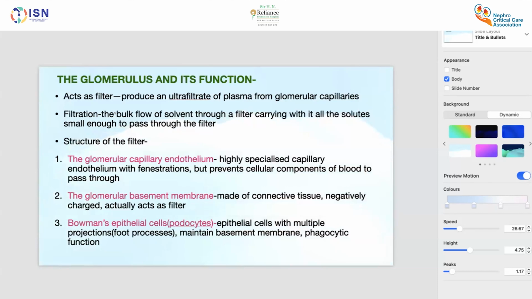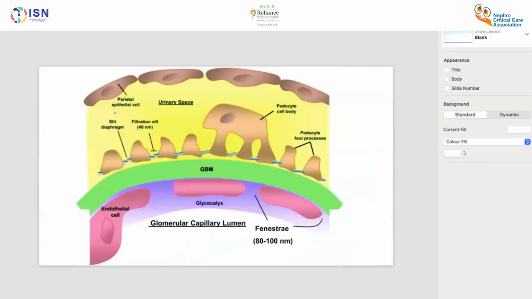The capillary endothelium is highly specialized, which has fenestrations, but it prevents cellular components of the blood from passing through. The glomerular basement membrane, which is made up of connective tissue and is negatively charged, acts as the main filter. The Bowman's epithelial cells, with multiple projections called foot processes, maintain the basement membrane, and they have a phagocyte function also. So this is the picture of the glomerulus with endothelial cells, glomerular basement membrane, and the podocytes within the lumen.